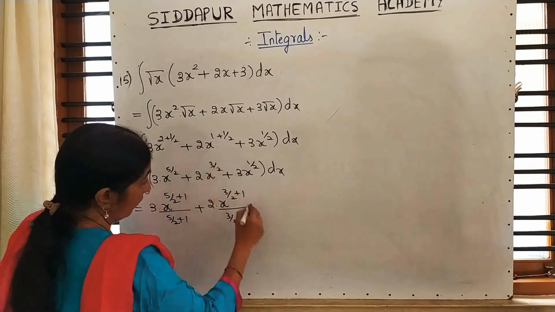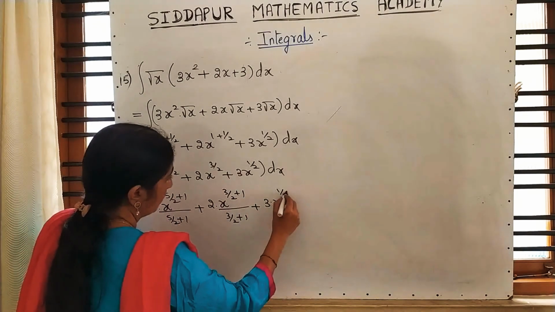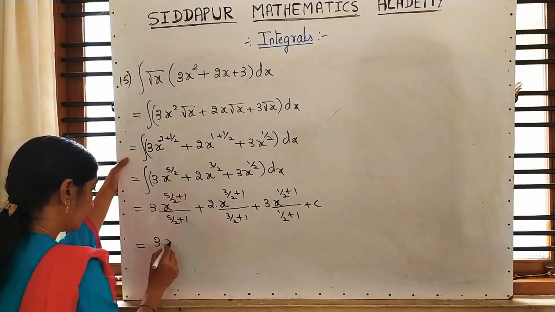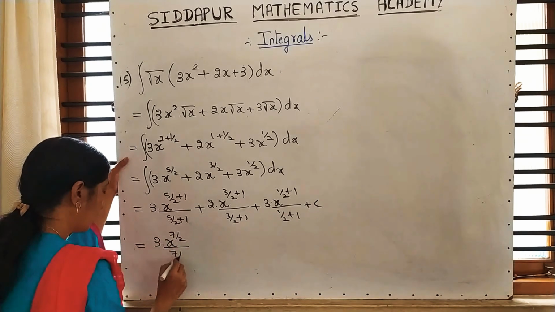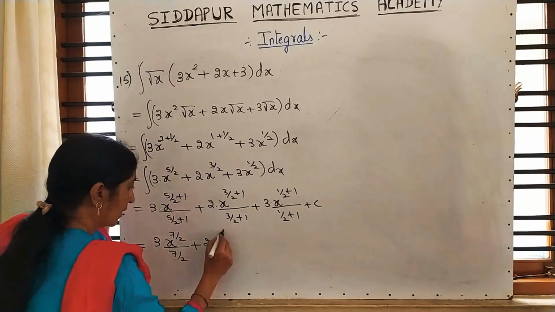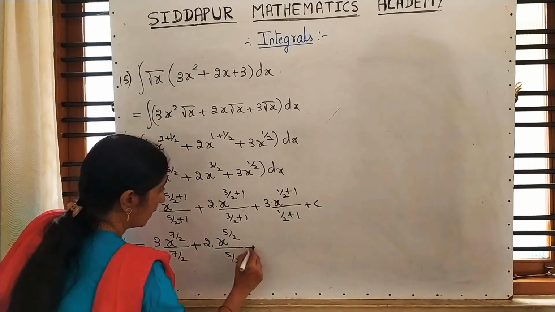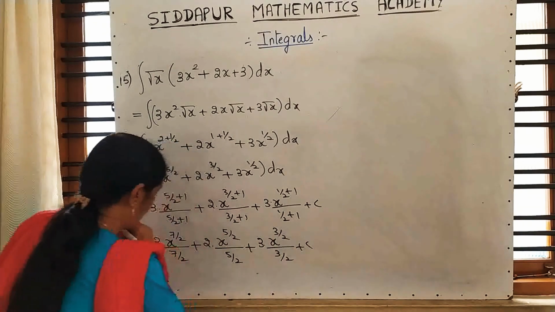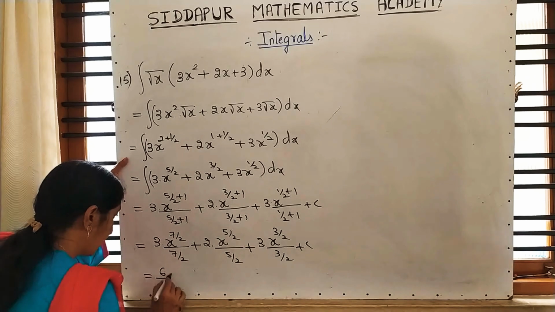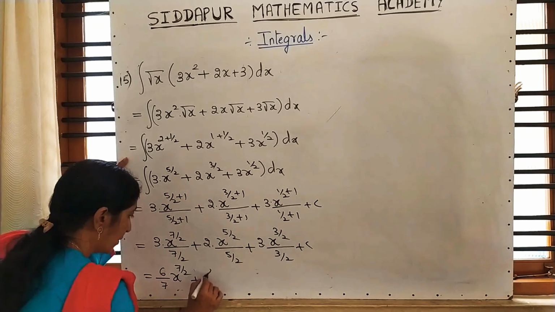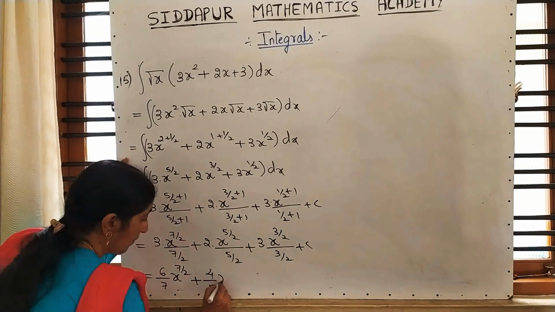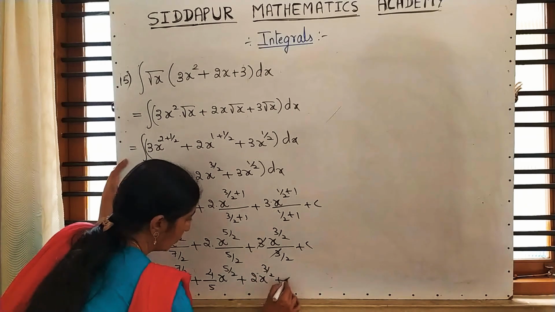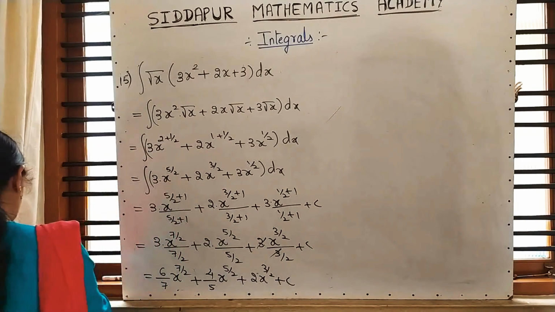That is x raised to n form. x raised to 7 by 2 upon 7 by 2, x raised to 5 by 2 upon 5 by 2, x raised to 3 by 2 upon 3 by 2. Simplify. It is 6 by 7 x raised to 7 by 2 plus 4 by 5, 2 goes up. Here 3 gets cancelled. 2 into x raised to 3 by 2 plus c. Next question.